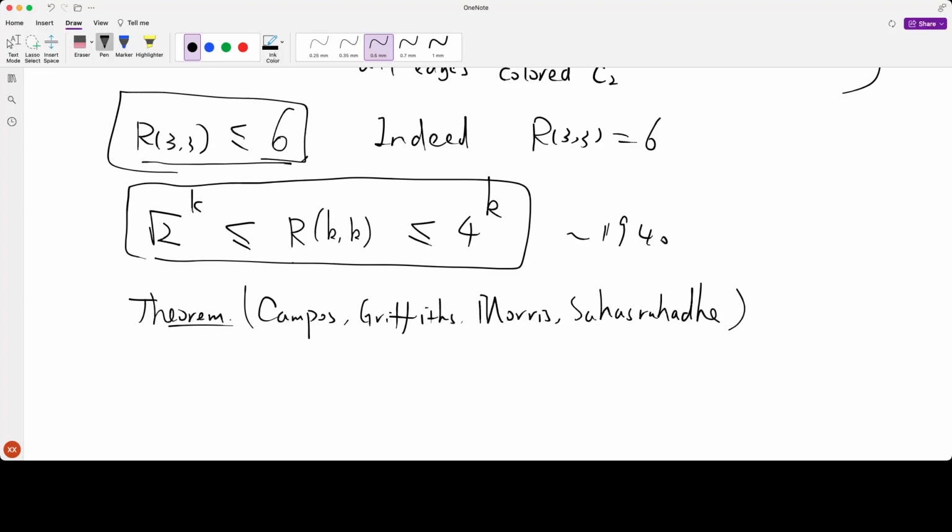They improved this bound to something like (4 minus epsilon) to the power of k. Only this. But this epsilon is some very specific number. This is still not published, I think. It was submitted last year. It's a huge progress in this area, and considered one of the most important results of the year 2023.